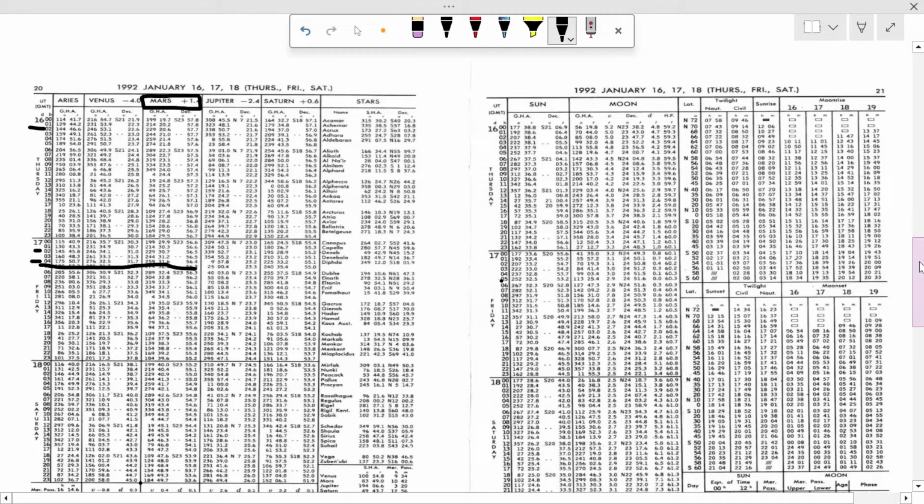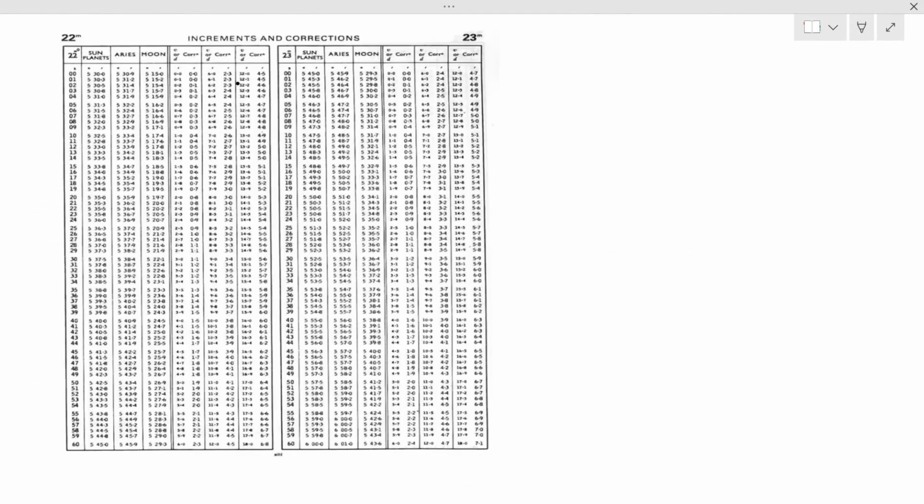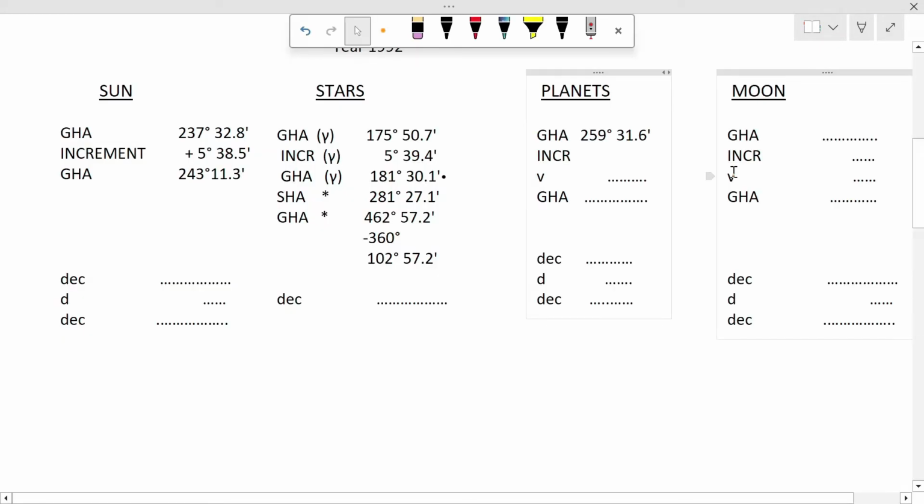For the increment, go to the increment pages. Here you can see that this is the increment for Sun and planets. The increment is the same for Sun and planets as well. For 34 seconds, these are the seconds, now we have to go to 34 seconds. This is 34 seconds. So the increment is 5 degrees 38.5 minutes.